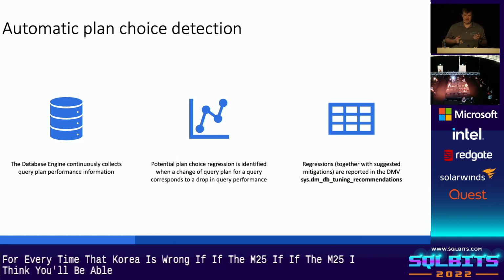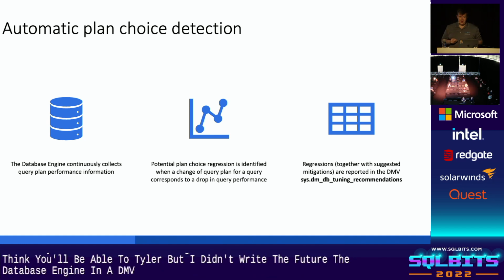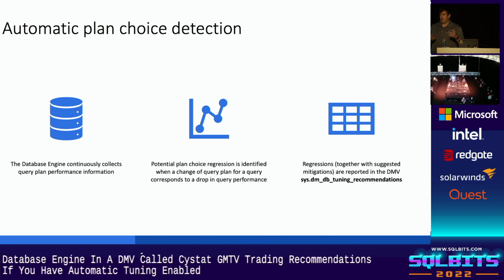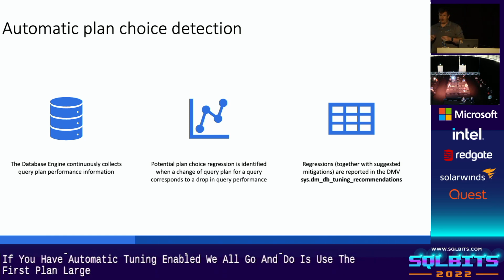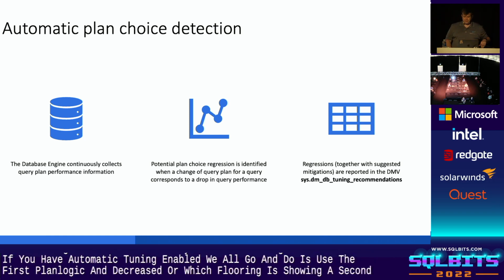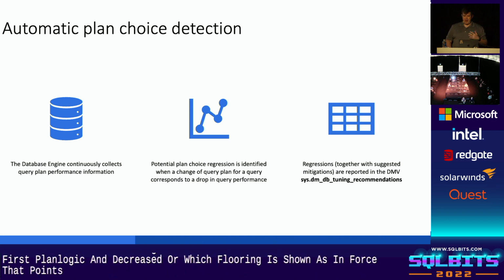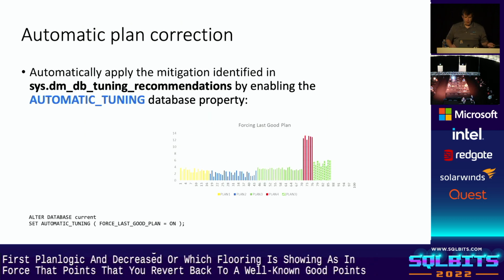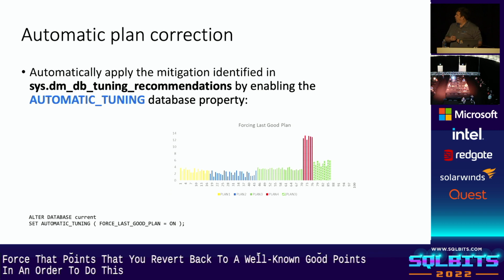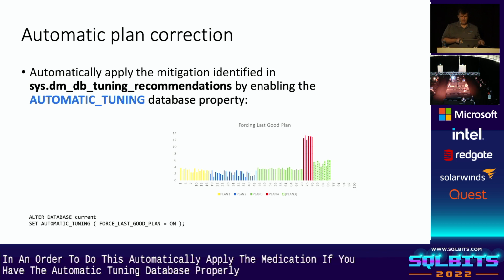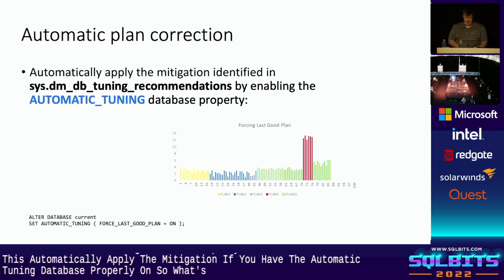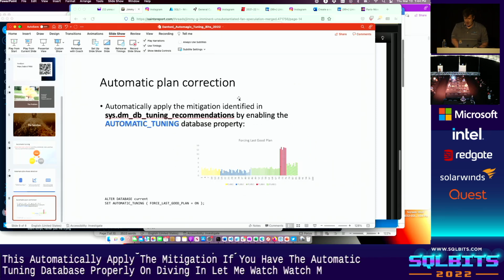the database engine will log it in a DMV called sys.dm_db_tuning_recommendations. If you have automatic tuning enabled, it will go ahead and use the force plan logic in the query store, which we're going to show in a second, to enforce that plan so that you revert back to a well-known good plan. This will automatically apply the mitigation if you have the automatic tuning database property on. So let's dive in and watch me try to screw around with my Mac.